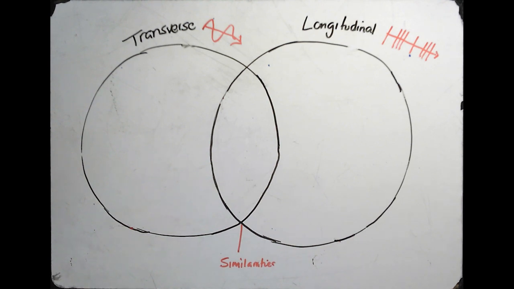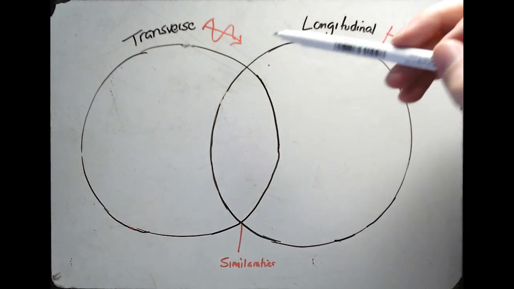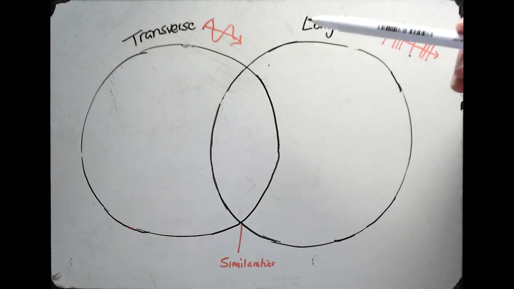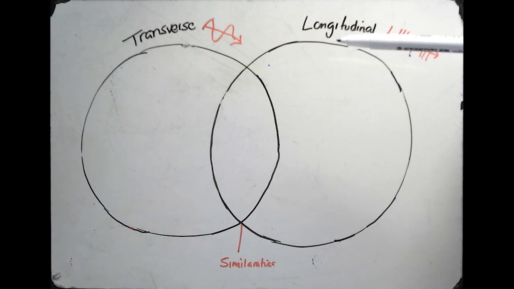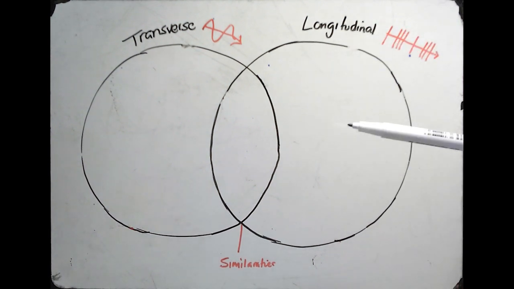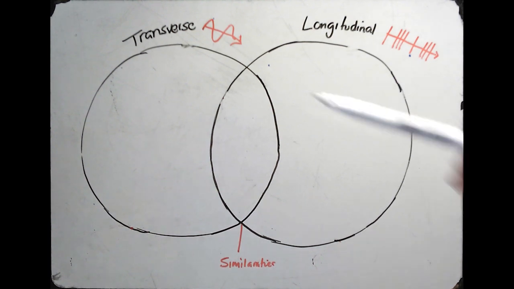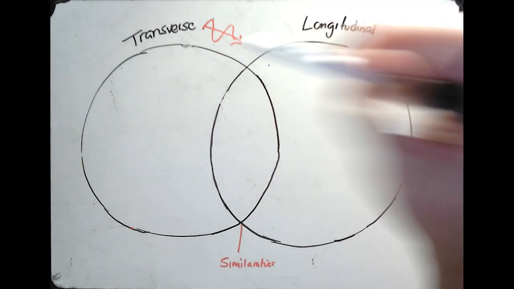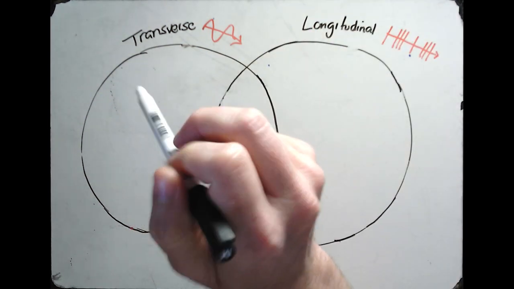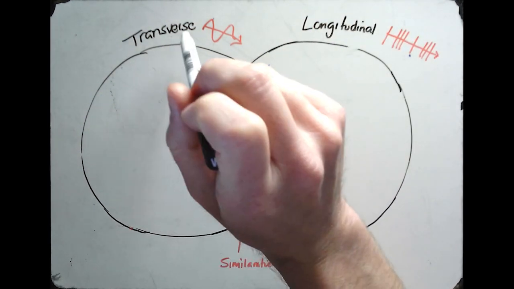So a good way to do that is some kind of graphic organizer. Now, the graphic organizer I've chosen for and use for every single type of comparative question is a Venn diagram, because it just does an absolutely fantastic job of organizing our ideas. The Venn diagram is two circles. Everything in this circle are properties that are specific to transverse waves.